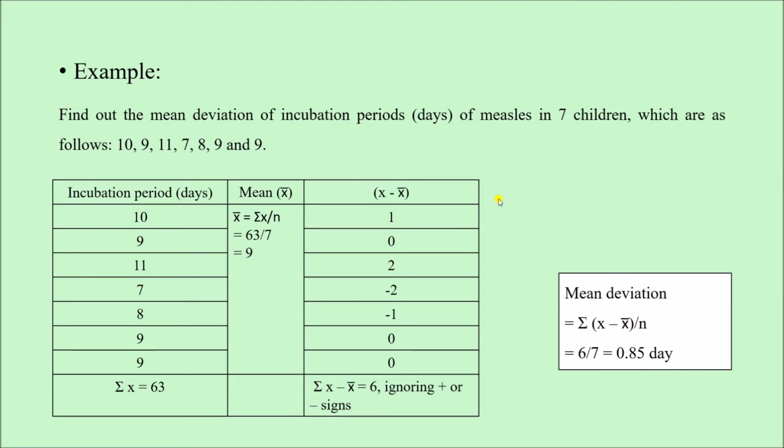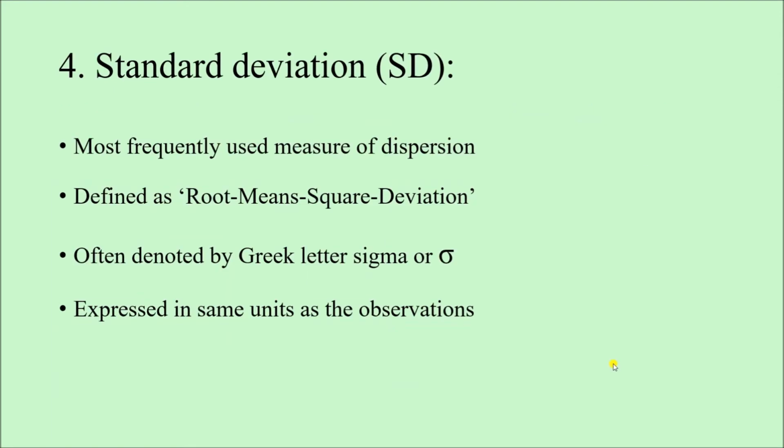So that is why we can say the mean deviation of incubation periods in 7 children suffering from measles is 0.85 day. That is the answer. Next, we are going to talk about standard deviation, also denoted as SD.